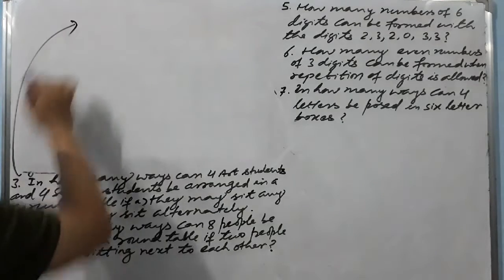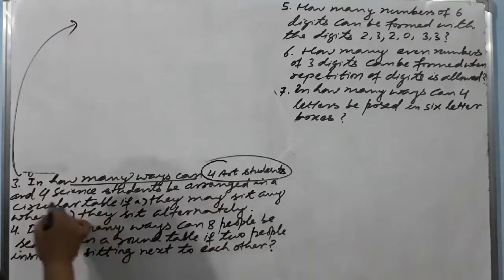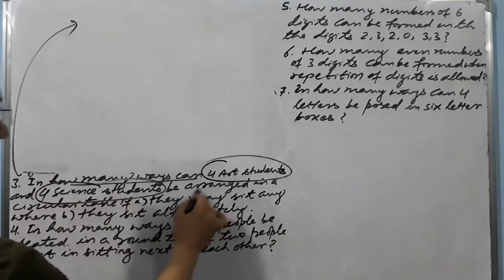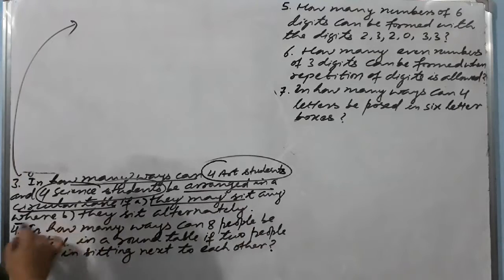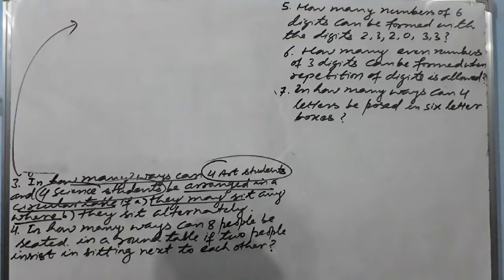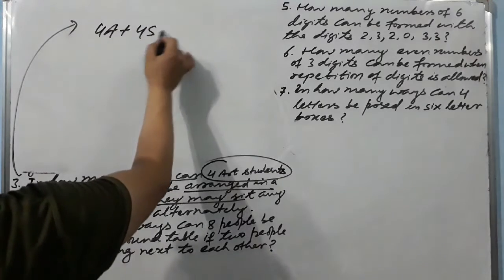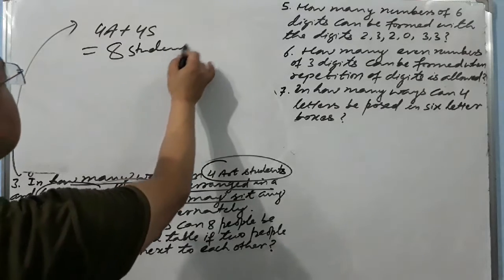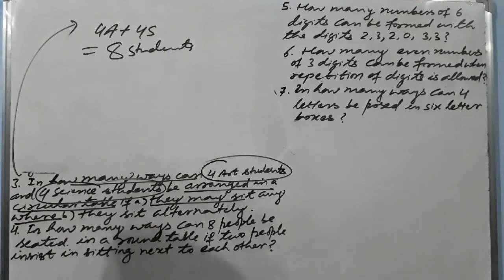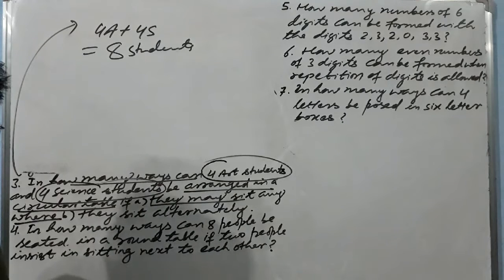Question number 3 here I'm writing. In how many ways can 4 art students and 4 science students be arranged in a circular table if they may sit anywhere? Good question. 4 art students plus 4 science students, so in total we will have 8 students. In the first condition, if they may sit anywhere, there is no restriction.